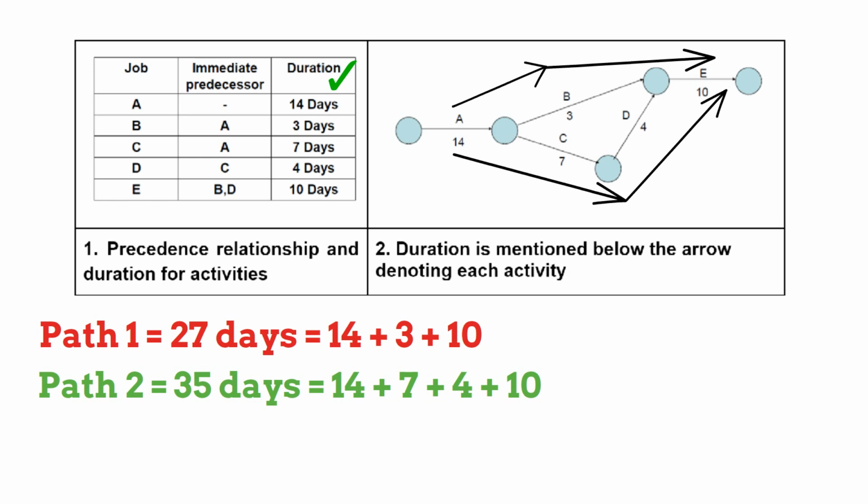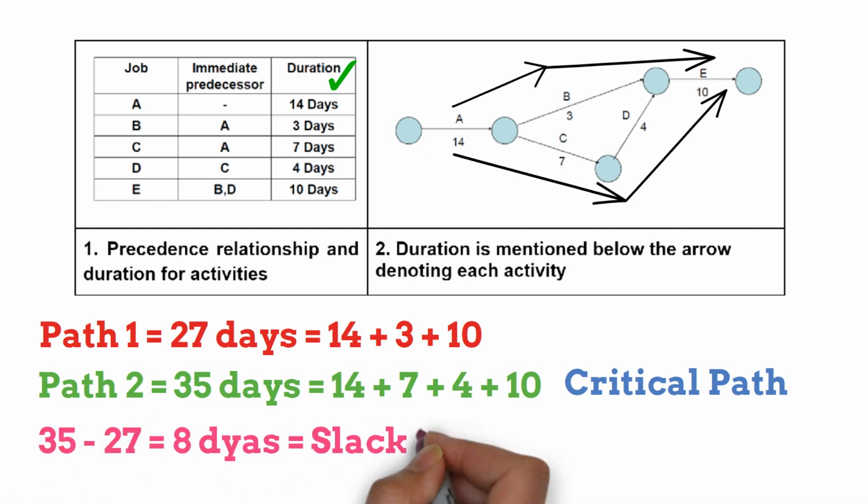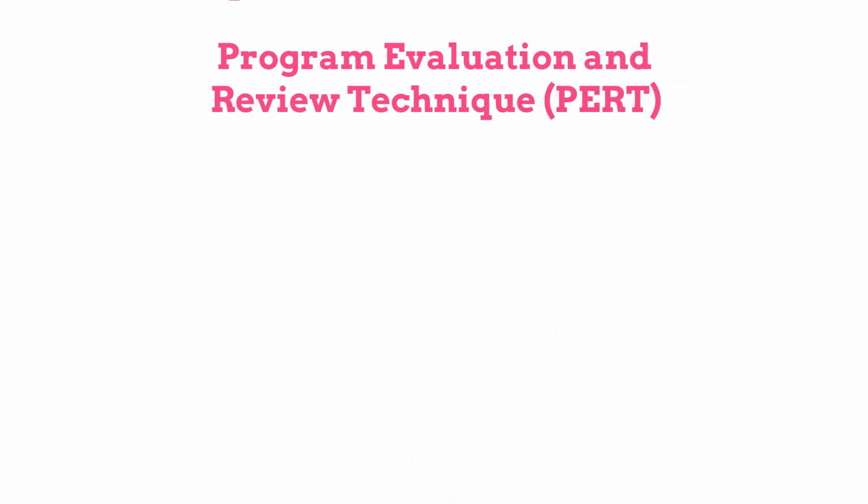So, Path 2 is the longest duration of the path and is the critical path for this project, and activities A, C, D, and E are critical activities. Activity B is a non-critical activity. The difference between 35 and 27 days, which is 8 days, is the slack time. This means if activity B is delayed for up to 8 days, it will not affect the overall project completion time. Program Evaluation and Review Techniques, or PERT.